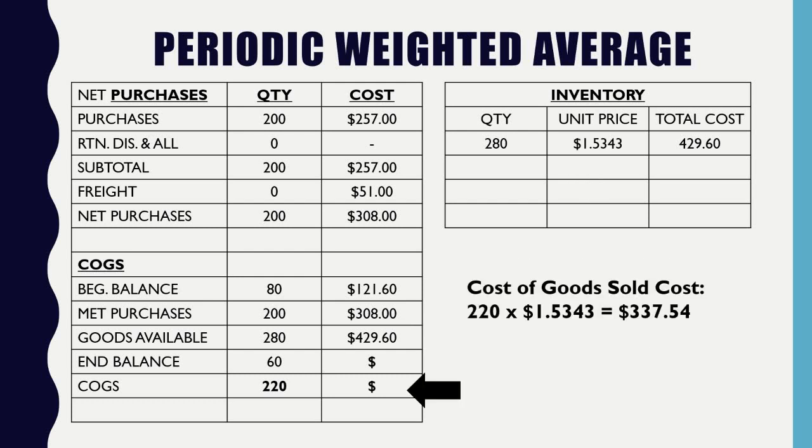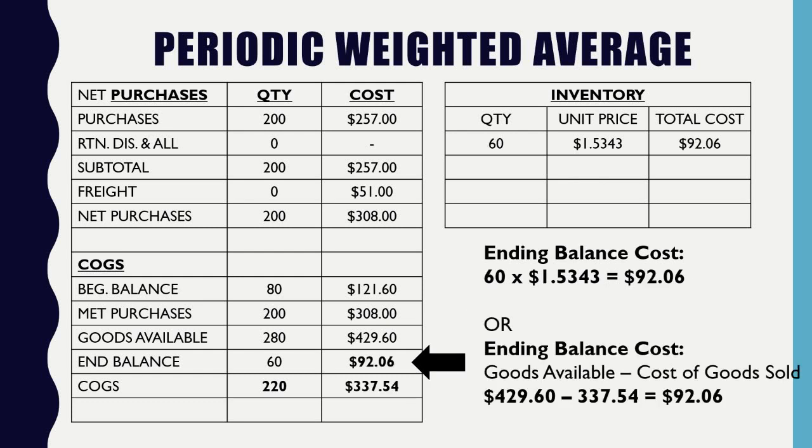So what we're going to do now is calculate the 220. We're going to multiply it by the 1.5343, and that's going to give us $337.54. Okay? So if we rounded, this number would be off. It's not going to be 337. It's going to be actually close to 338.